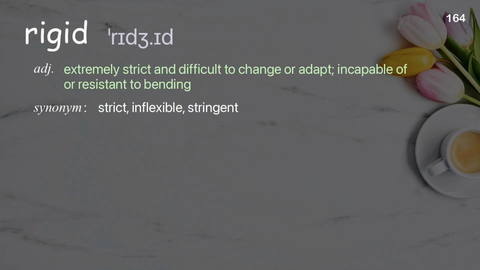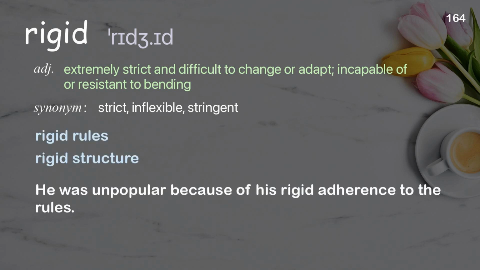Rigid. Extremely strict and difficult to change or adapt, incapable of or resistant to bending. Examples. Rigid rules. Rigid structure. He was unpopular because of his rigid adherence to the rules.